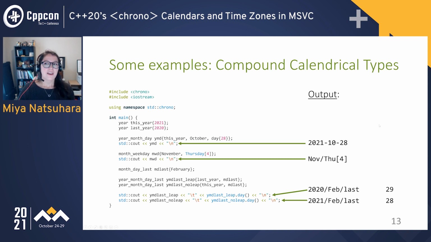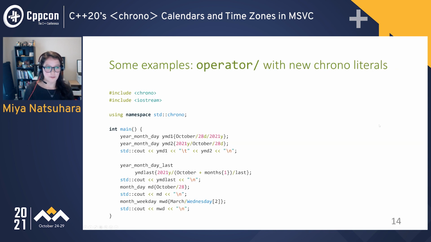Okay. Moving on to yet another example that is going to make things even more intuitive for you, hopefully. Prior to this, we've been using classic constructor syntax to make individual years and days and months, et cetera. But now we get into another area where Chrono really tries to flex its muscles in being really intuitive and easy to use. Chrono adds some new literals. So 28d gives us 28 days, and 2021y gives us the year 2021. And it also adds in this operator slash syntax.